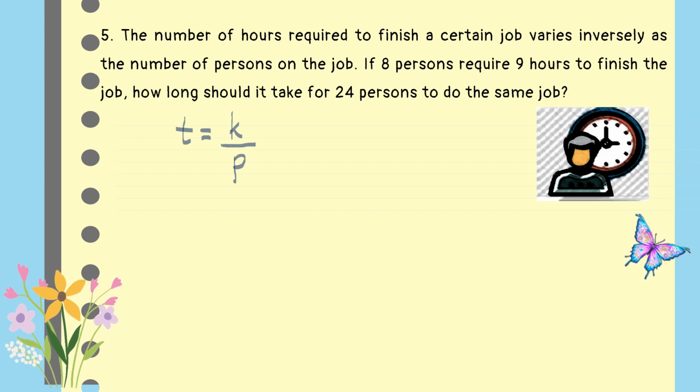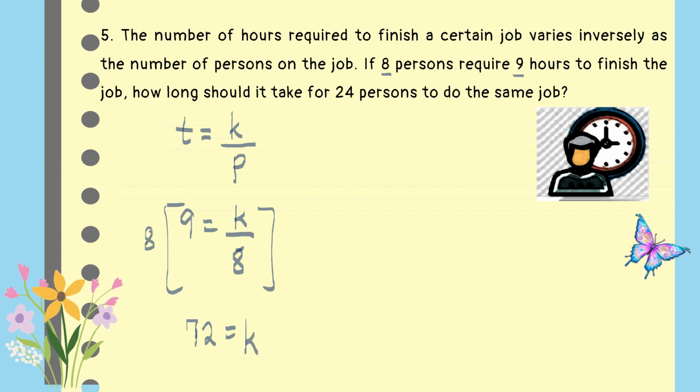If 8 persons require 9 hours, so 8 be the number of persons and 9 be the number of hours. So 8 for P and 9 for T. So 9 equals K over P is 8. Now again, to solve for K, we multiply this by 8. So 8 times 9 is 72 equals 8 times K is 8K divided by 8 is 1K, or simply K. So the constant of variation is 72.